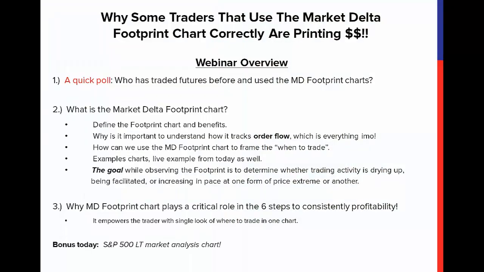But let's go ahead and get into this. It's going to take about an hour today. We'll go through what's important, what you need to learn, and in my opinion, as far as understanding the footprint chart.